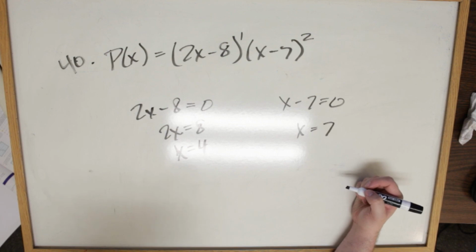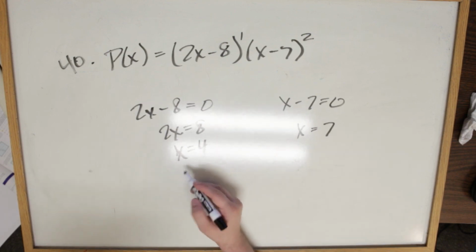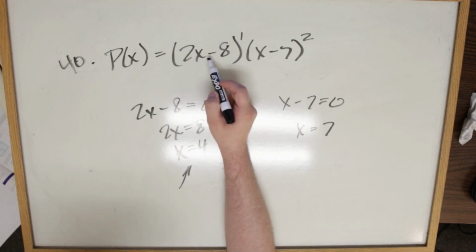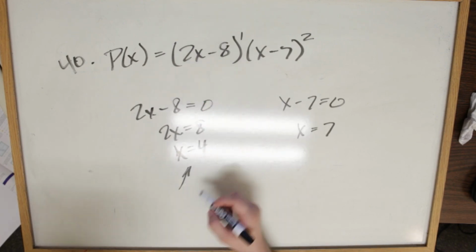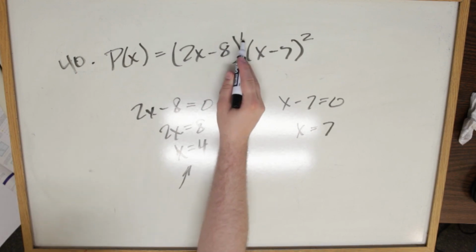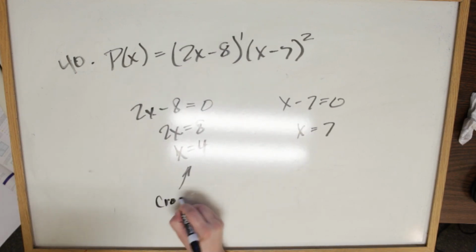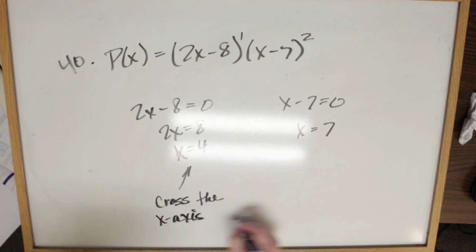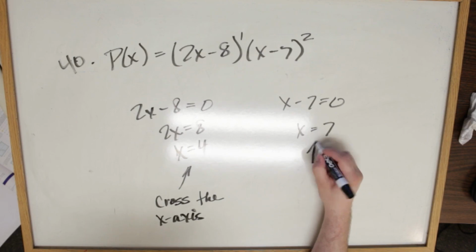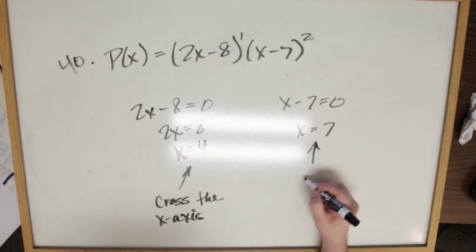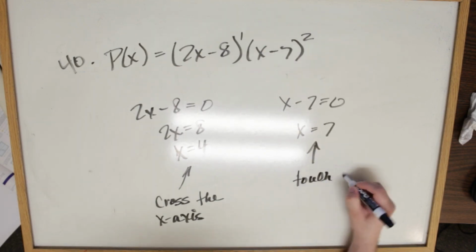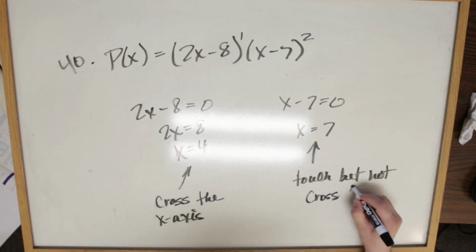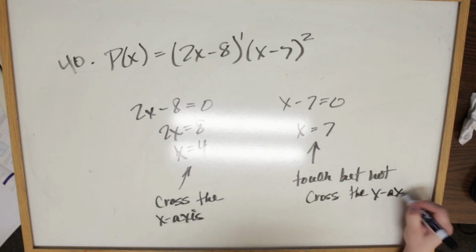So now we've got a couple of things. At x equal to 4, which is right here, because it's an odd number in the exponent, I'm getting my odds and evens mixed up, it will cross the x-axis at x equals 4. And because the 7 has a 2 on it, it's even, it will touch but not cross the x-axis. Okay?